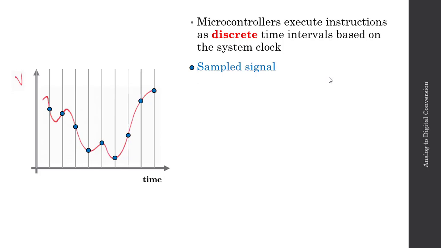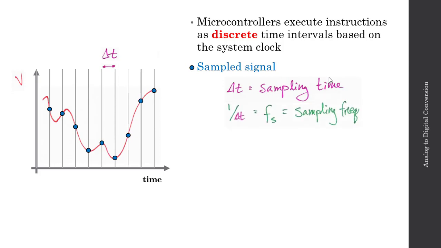Some key definitions to discuss at this point include the time interval between samples. We call this delta t. And a reminder here, we're sampling at a constant rate. So delta t is going to be my sampling time. Now the inverse of delta t, or 1 over delta t, will describe my sampling frequency, fs.